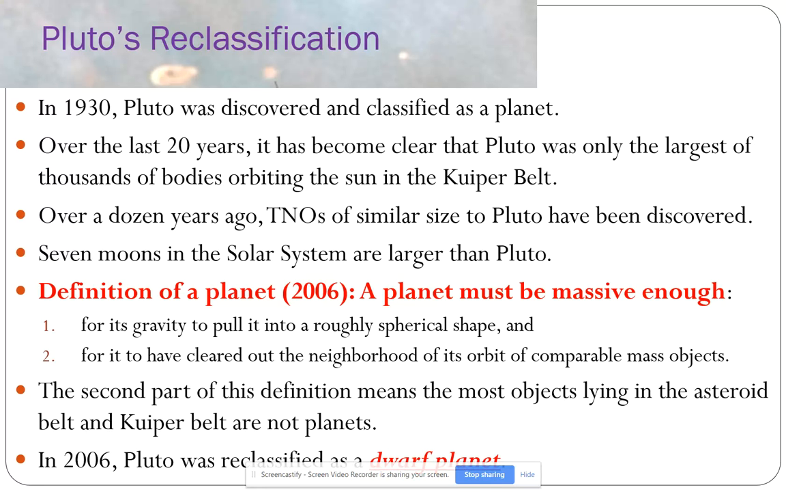Just some history about Pluto, some things I've already said. It was 1930 when it was discovered and classified as a planet. It was only the largest of thousands of bodies orbiting the sun in the Kuiper Belt. Well, it's not the largest, right? Second largest that we know of.